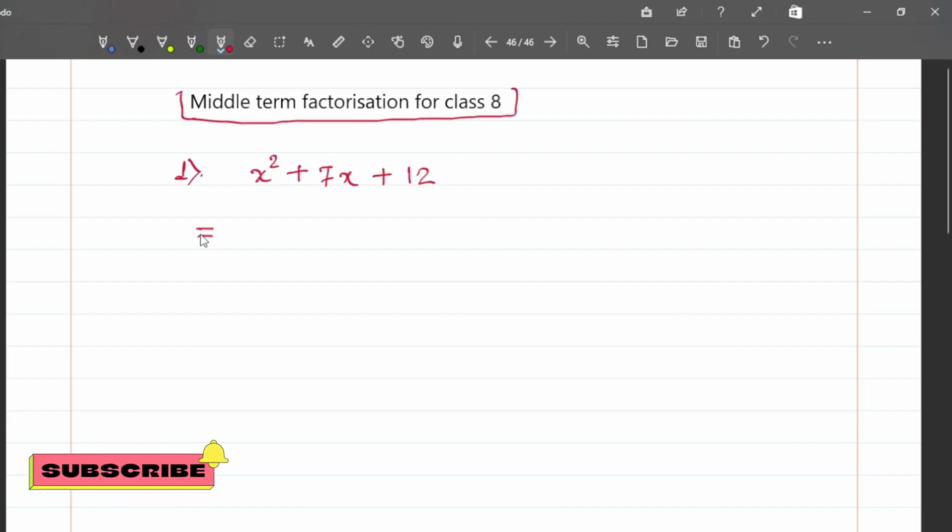Hello students, today we will learn how to do middle term factorization. This is very important for class 8 CBSE and ICSE students.